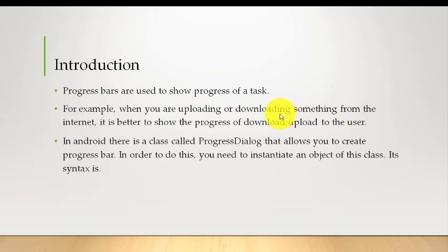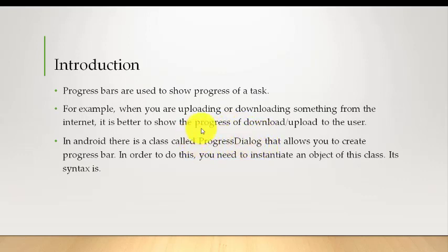For example, when you are uploading or downloading something, right? We are downloading software from the internet. At that time, it is showing the progress: this much is completed, 30% is completed, 45% is completed, right? So how is the progress shown? It is using a progress bar. It is better to show the progress of download or upload to the user so that the user is aware that something is downloading from the internet, from other resources.